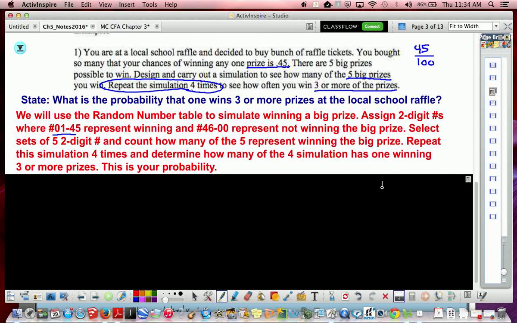So now I actually have to do the simulation. Since I see a few of you still writing, I'll wait a second here. So when you use table D, how are you going to know which line to use? Well, great question. Here it doesn't specify, does it?